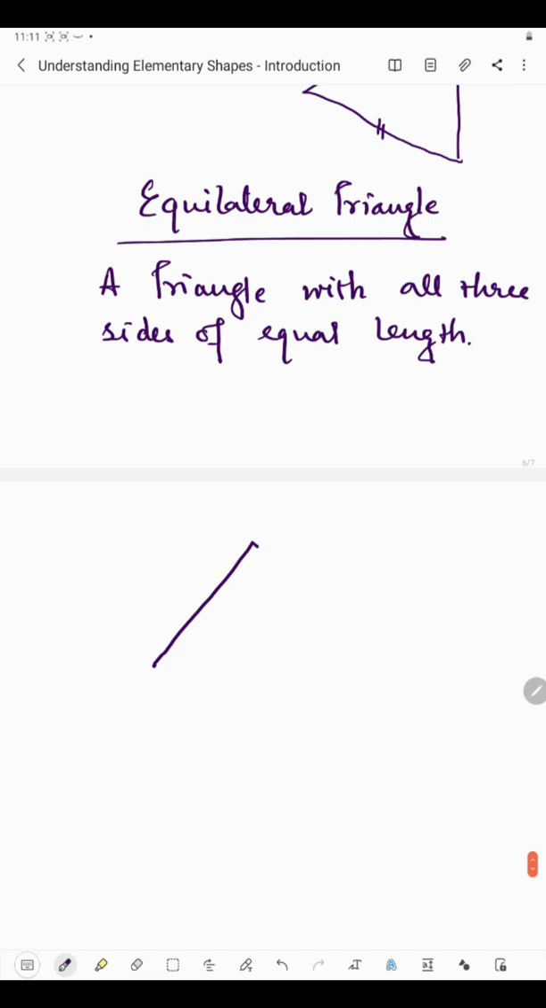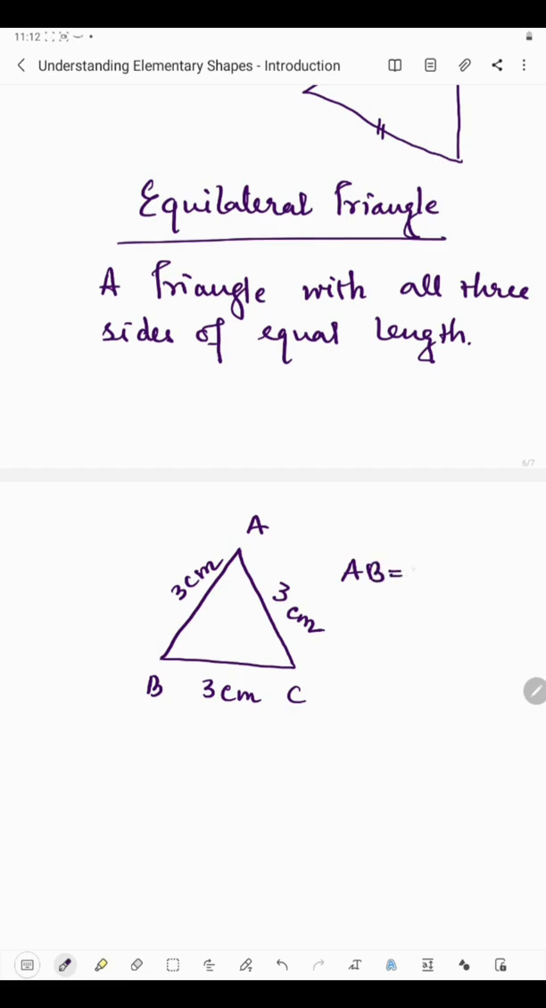If I draw the figure like this, let's name it A, B and C. Say this is 3 centimeters, here also 3 centimeters and here also 3 centimeters. So what we have seen is that in this triangle all three sides are of equal length. Here AB, BC and CA are 3 centimeters. So since all sides are of equal length, this is known as an equilateral triangle.